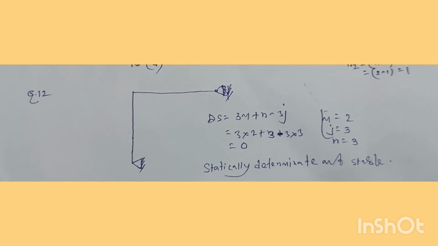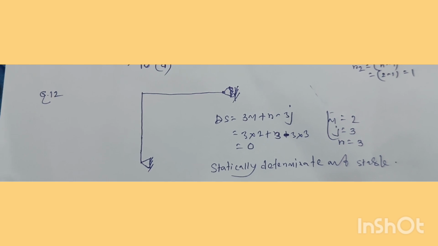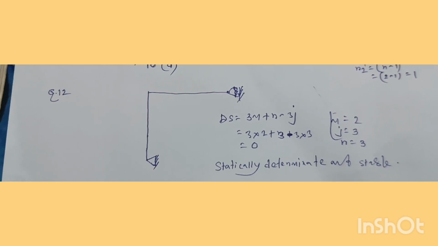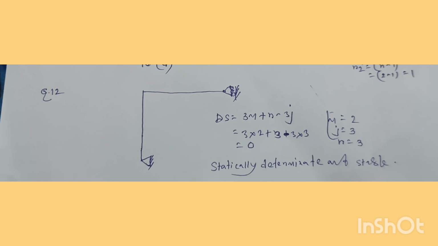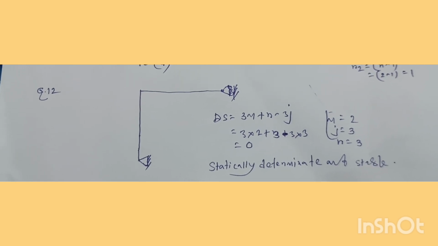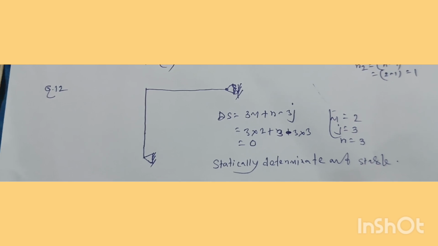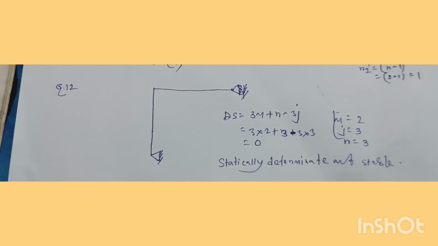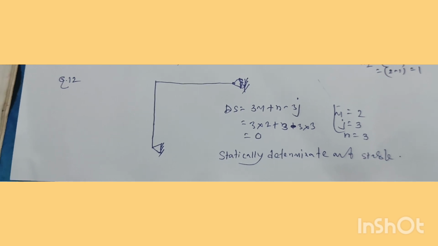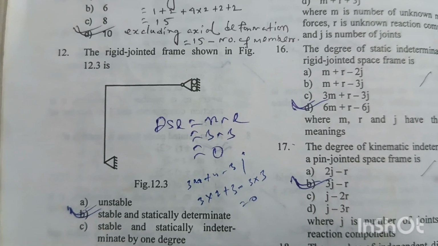So we know if the degree of static indeterminacy of a structure is 0, then the structure is stable and statically determinate. But if the value of Ds is less than 0, the structure will be unstable. Okay, but if the value of Ds of any structure is greater than 0, then the structure will be stable and statically indeterminate. Stable and statically determinate, option B is the right answer.